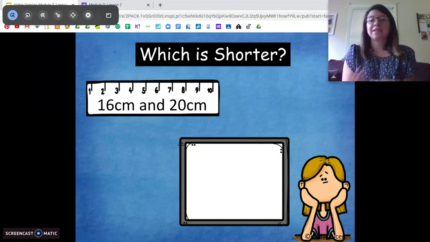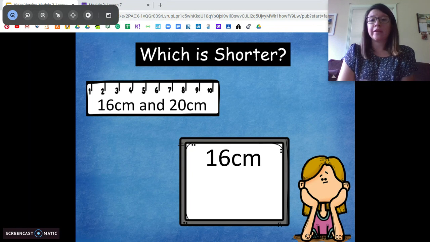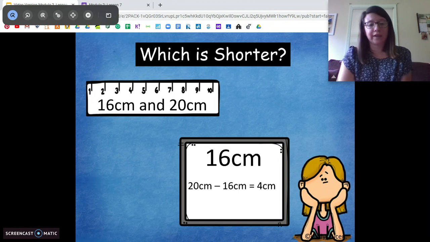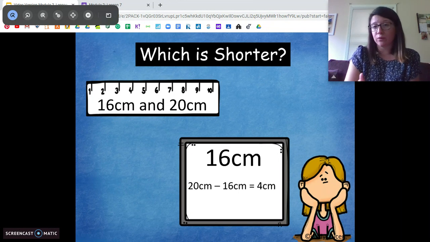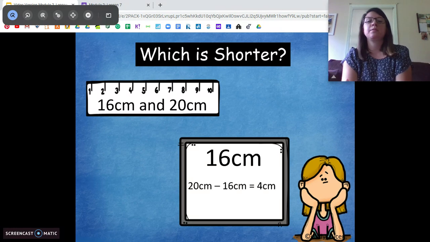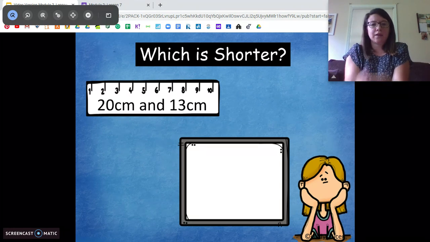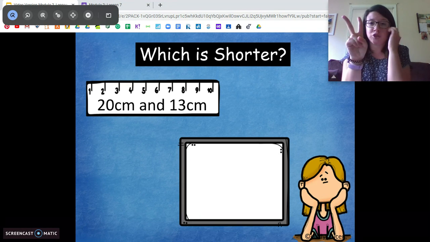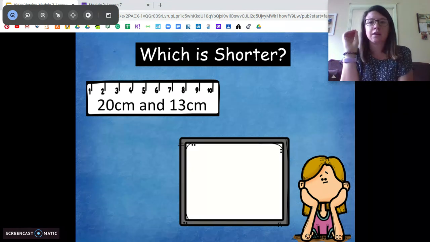Ready? 16 centimeters is shorter. Your number sentence is going to be 20 minus 16 equals 4. 20 centimeters minus 16 centimeters equals 4. Remember, use those 10 facts that you know to help you with the bigger numbers. All right, next one. 20 centimeters and 13 centimeters. Tell me which one's shorter, and then show me the difference in a number sentence. Unpause when you're ready.